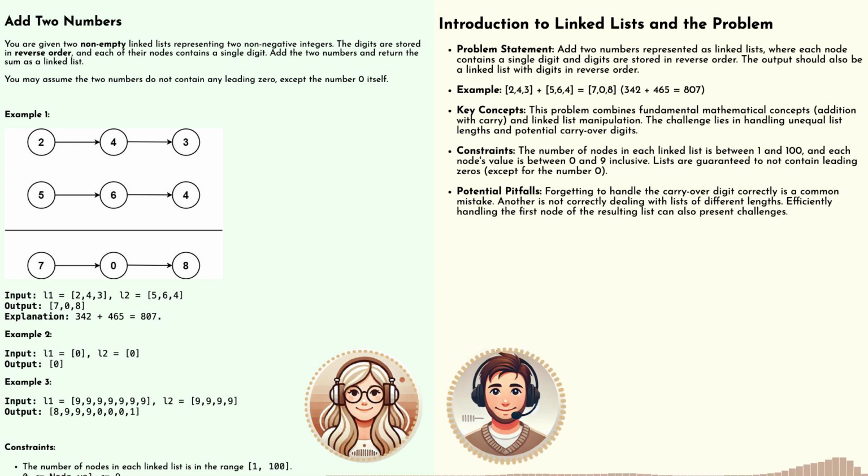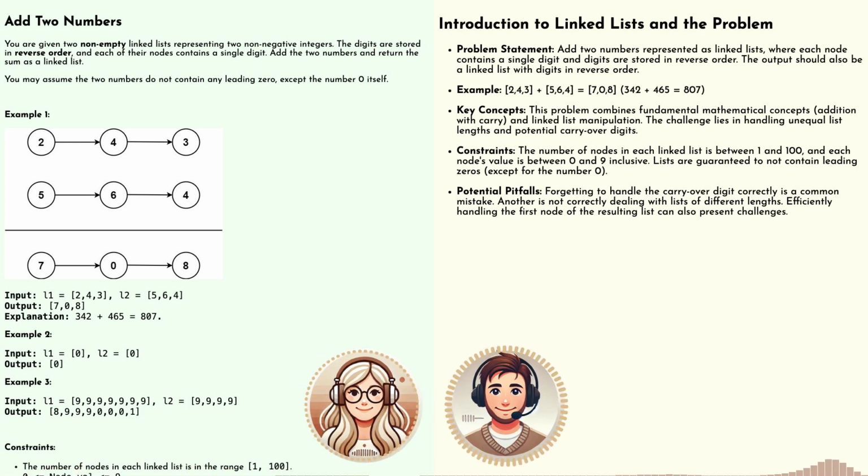Okay, so we've got this chain of nodes. I'm with you so far. What's the head of the linked list? Is that like the beginning of the chain? Exactly. The head is your starting point, the first node in the list. Now, back to our problem. Each of these linked lists is going to represent a number, but with a twist. The digits are stored in reverse order.